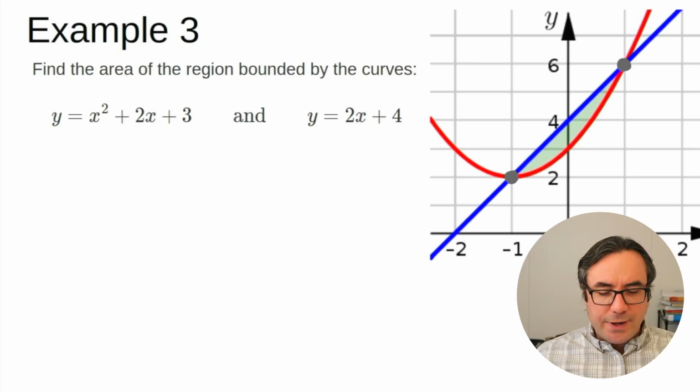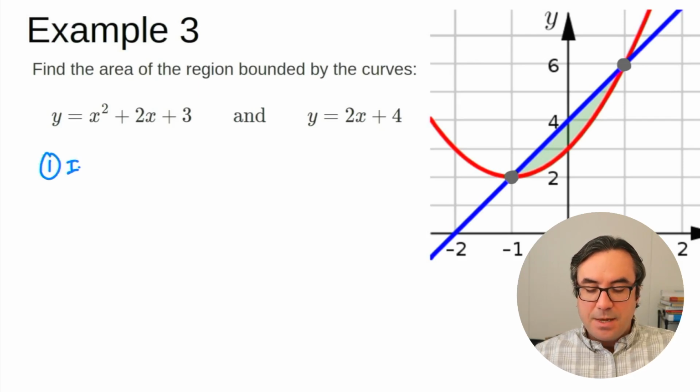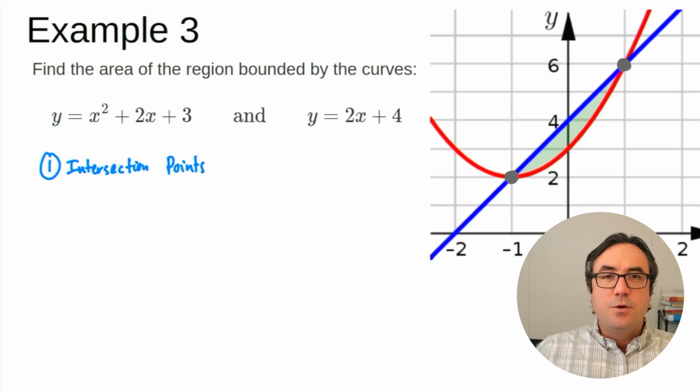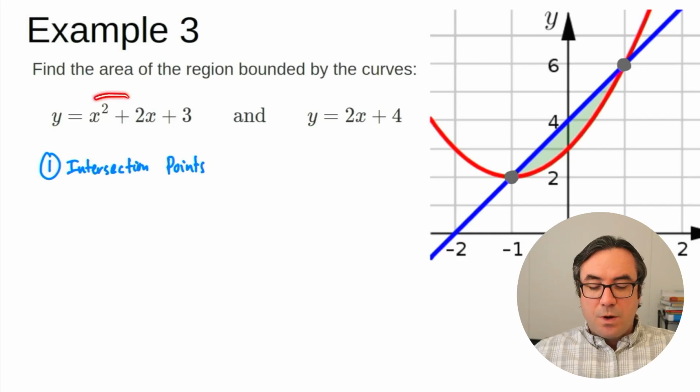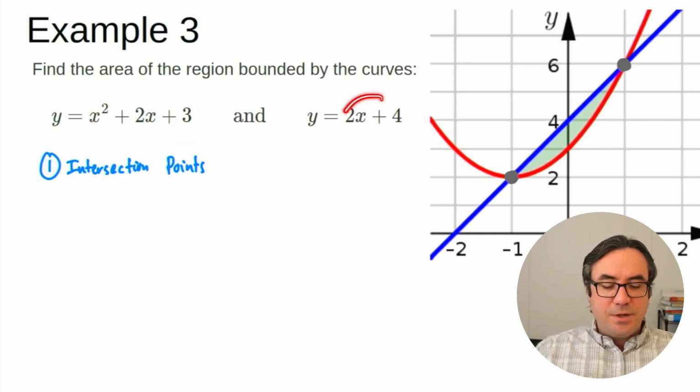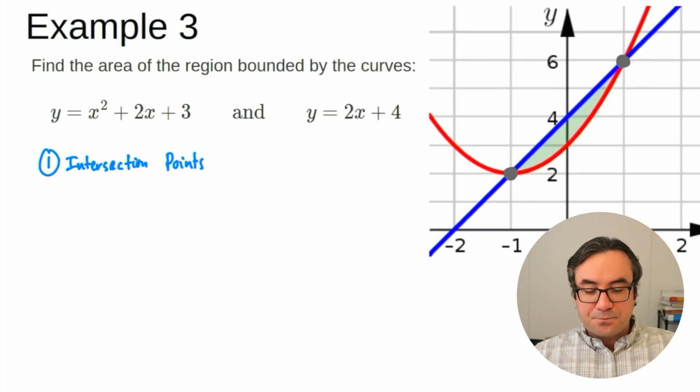All right, so how are we going to do this? Well, the first step is we've got to figure out where those intersection points actually occur. Well, we can kind of tell by the graph, but we want to be precise. So let's actually figure out the x values for where these two intersection points are happening. So how do we do this? Well, we take the one function and we set it equal to the other function, and then we solve for x.